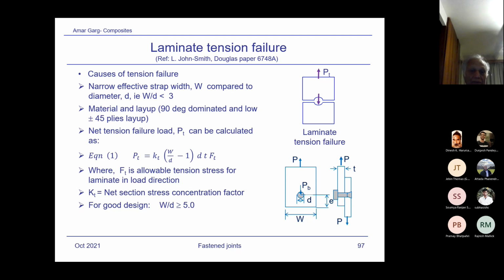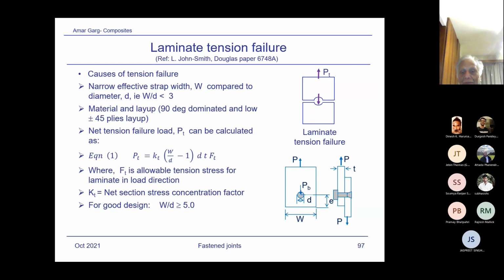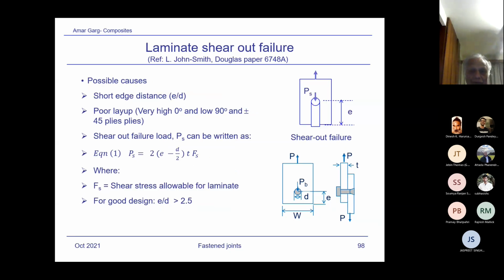So net tension failure load simply can be written as PT = KT × ... KT is a net tension stress constant factor, or else you can write it in terms of a gross stress constant factor, but this is derived on a net tension stress constant factor, W by D minus 1, into dt and Ft. Ft is allowable tension stress for the laminate in the load direction. So this is the simple tension relation. I won't go into the details.